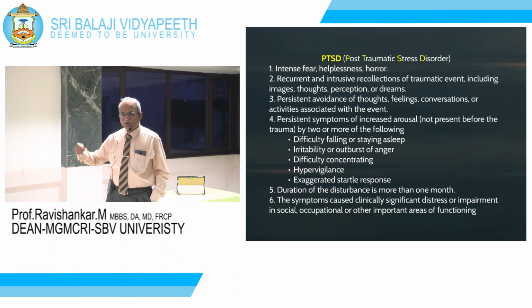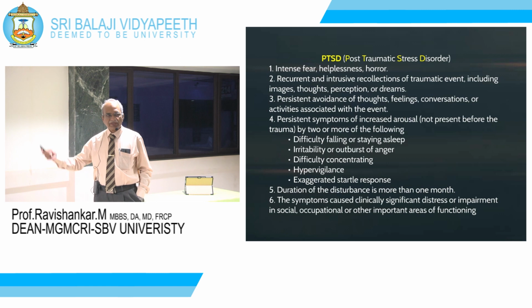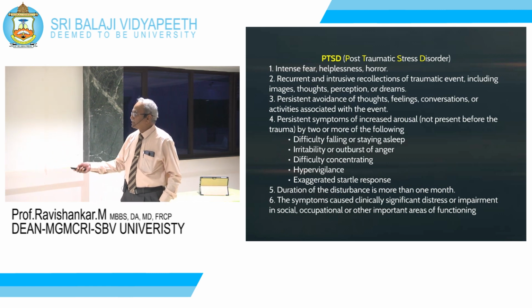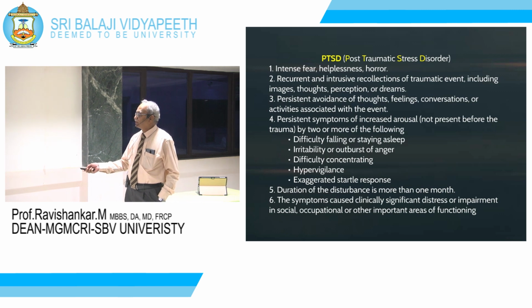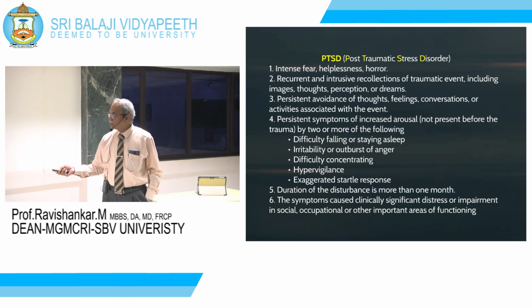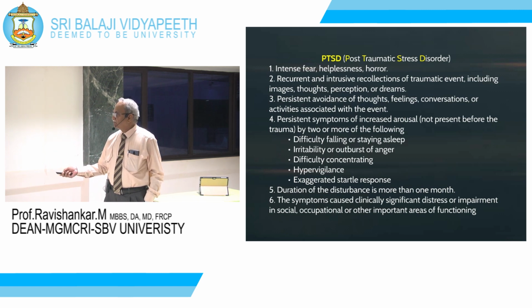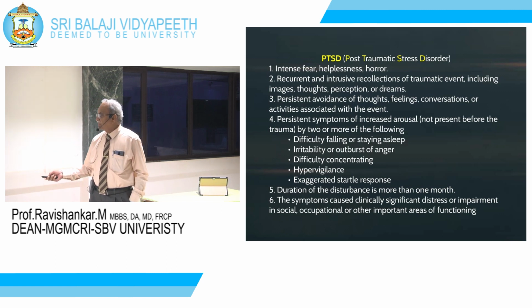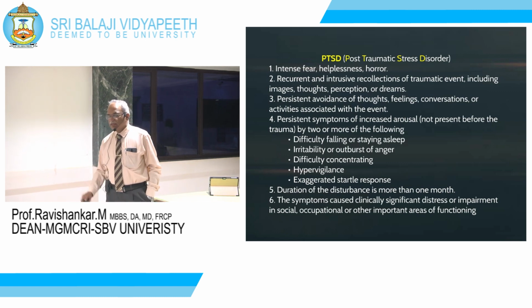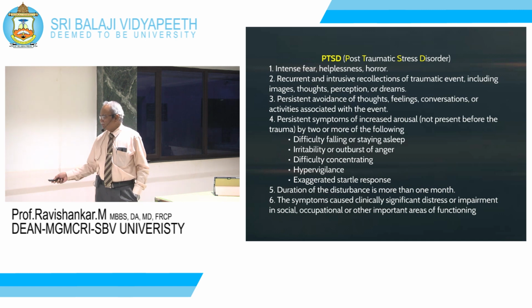She didn't even want to talk about it, because the very thought of that produced pain. And there are persistent symptoms of increased arousal. You don't sleep, you just get up from sleep suddenly. Difficulty in falling asleep, irritability or outbursts of anger, difficulty concentrating, hypervigilance, exaggerated startle response.